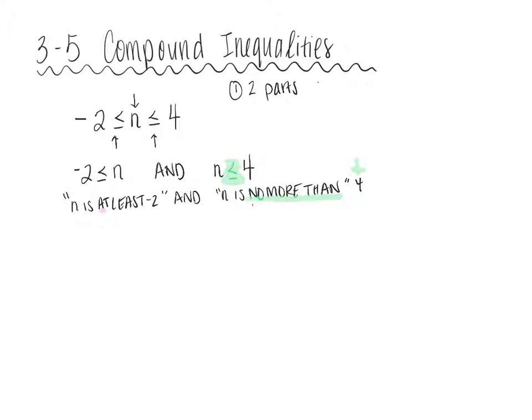But if it's at least -2, it means the smallest number that it could be is -2. So it means n could be -2, but it could also be bigger than. So whenever you see at least, it's going to be less than or equal to. All right, so hopefully you have this written down.